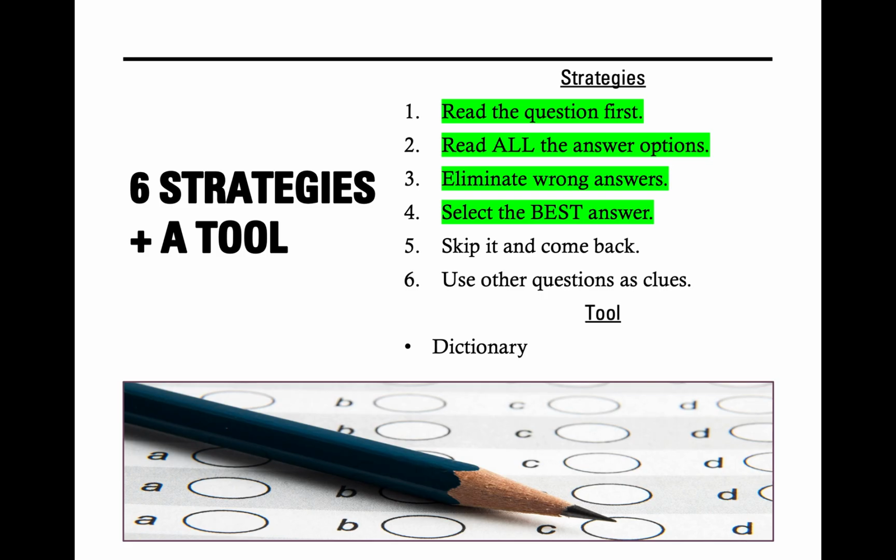So the smarter way is to use these 6 strategies and a tool. This is just kind of an overview of them. I'm going to break them down more in depth. The ones that are highlighted in green are going to be the 4 that you utilize the most often for almost every question. So first, you're going to read the questions first. Do not go to the text first. Read the question first. Read all the answer options with that question. Eliminate wrong answers. Select the best answer. If you cannot figure out the best answer, you skip it and come back, and then you can utilize the strategy of use other questions as clues.